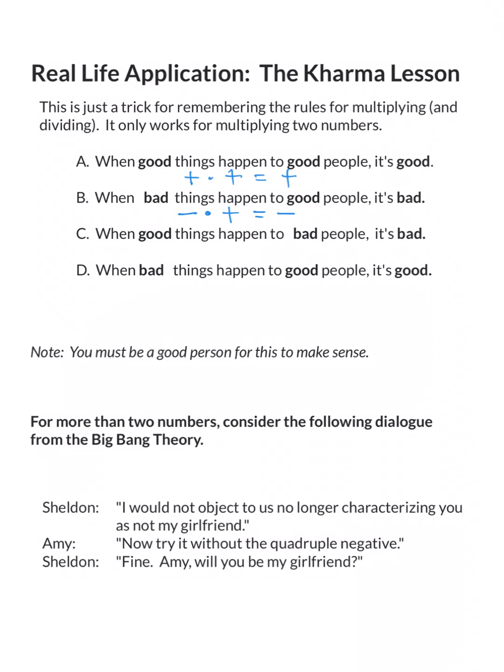For example C, we have when good things happen to bad people, it's bad. I'll provide an analogy of this in class, but remember, in order for all of these to make sense, you do have to be a good person. If a murderer gets off in court and does not go to jail, then justice was not served. So when good things, not going to prison, happen to bad people, people who should be in prison, then we have a tendency to not like it.